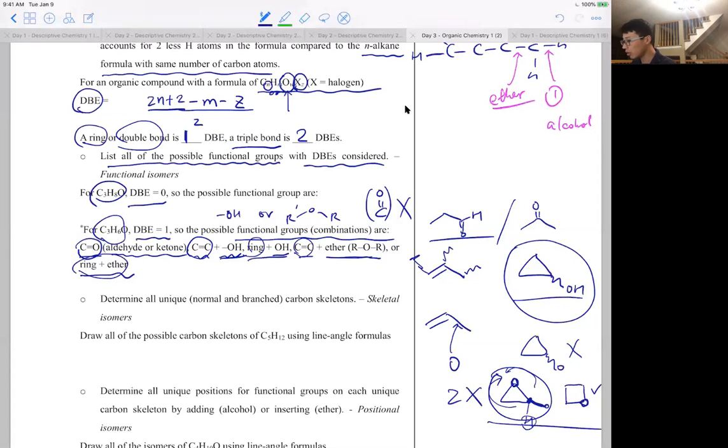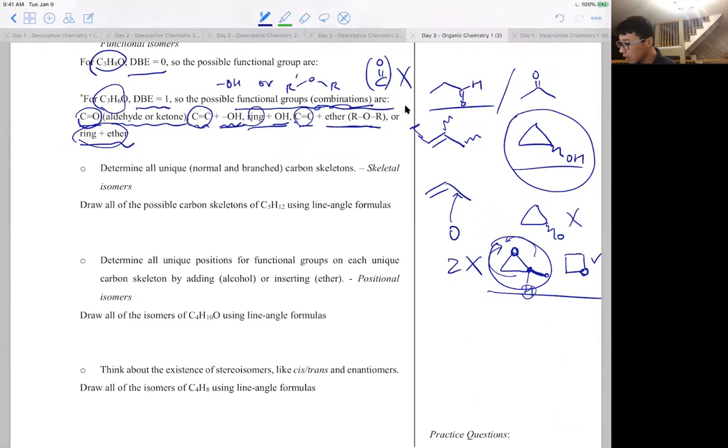By going through all of the function group combinations, and then we start to determine all of the carbon skeletons. This is called skeletal isomers. For example, C5H12, I think it's pretty much easier for us to figure out what are all of the skeletals, right? We got 3. We are trying to decrease the number of carbon on the main chain from 5 to 4 to 3. And we try to add more branches to the major chain, right?